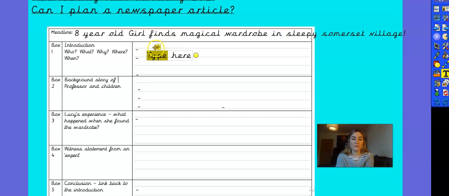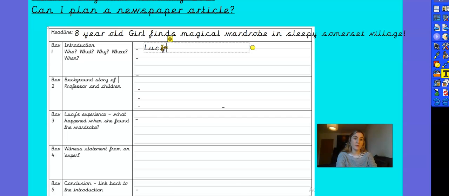So let's start writing the first part of our plan. Quite helpfully, we've got who, what, why, where, and when. This is a very good way to structure our introduction because it's telling the reader everything about the article that they are about to read. It's also to entice them. So we are going to start with talking about who.